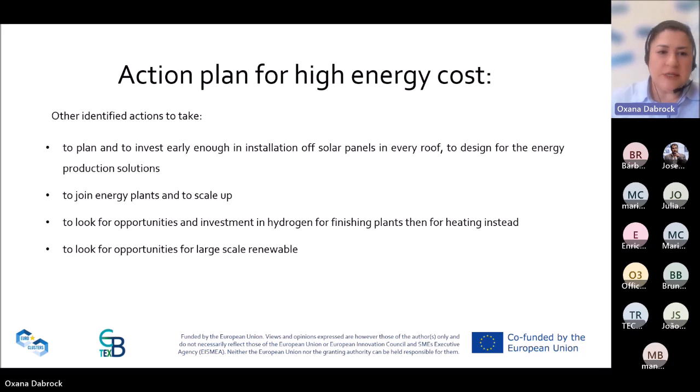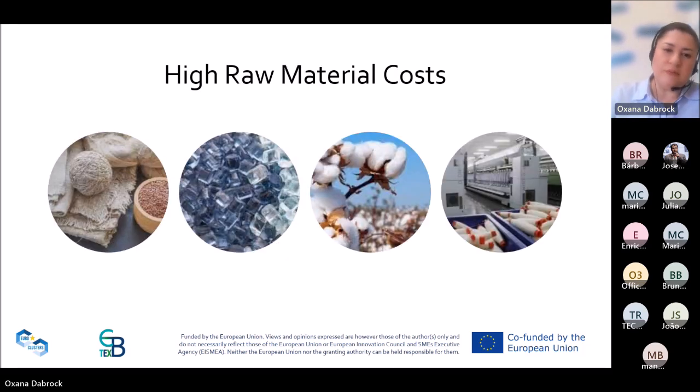More action to take is to look for opportunities and investment in hydrogen for finishing plants, for example, instead of heating. To look for opportunities for the large-scale renewable. The second common identified risk is the high raw material cost.